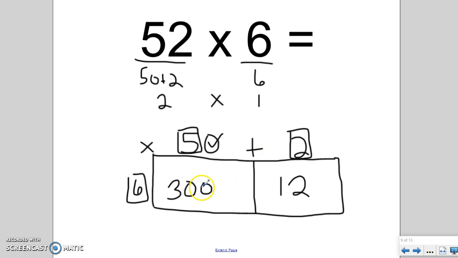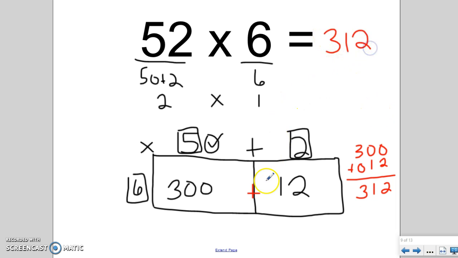Now I'm going to take everything inside of my rectangle, that's the area, and I'm going to go ahead and add them together. So I need 300 is my first part, and 12, I need to line them up correctly. I can annex in my 0. So now I'm just going to add. 0 plus 2 is 2, 0 plus 1 is 1, and 3 plus 0 is 3. So I end up with 312 as my total answer because I added the 300 and the 12 pieces of my answer to get my final answer.